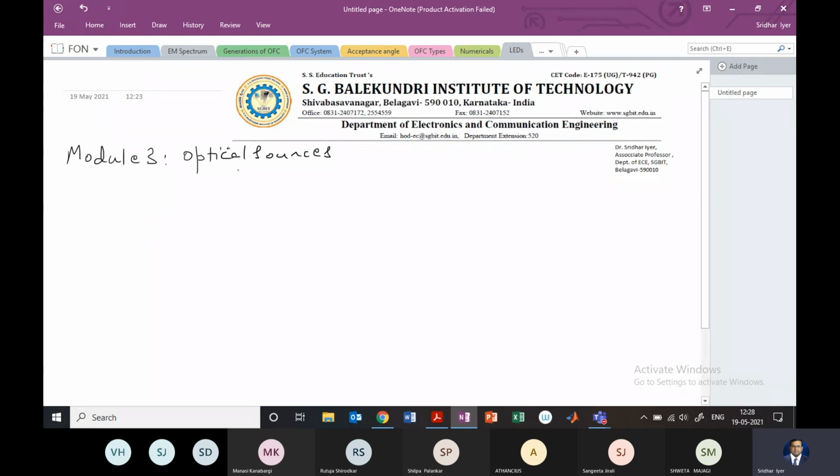The first part of the module deals with optical sources, and in your syllabus we have the two most popular sources. The one is LED and the other one is laser, right? So in the previous modules what we have done is we've looked at the characteristics of the optical fiber. For example, the numerical aperture, the V number if it has to be a single mode fiber, also the refractive index, how it is related to the acceptance angle.